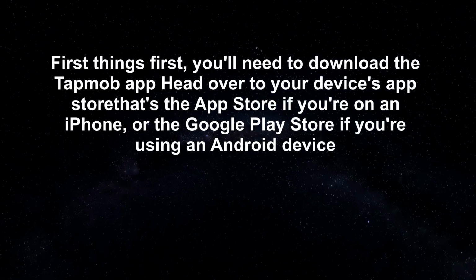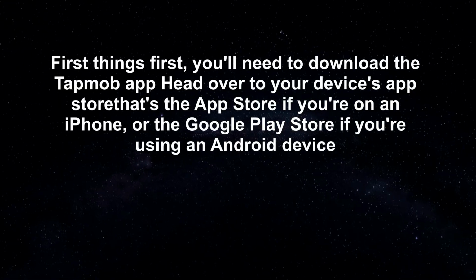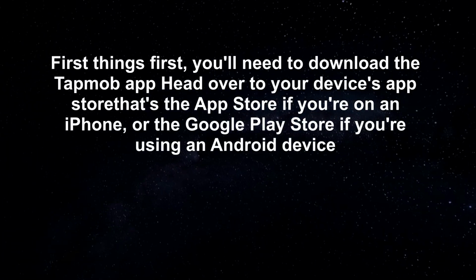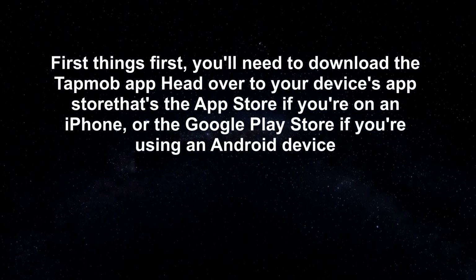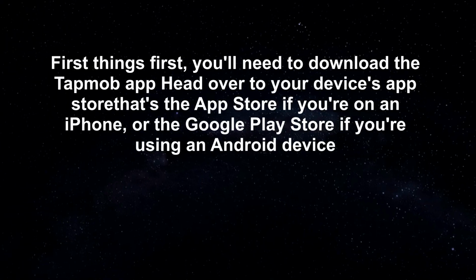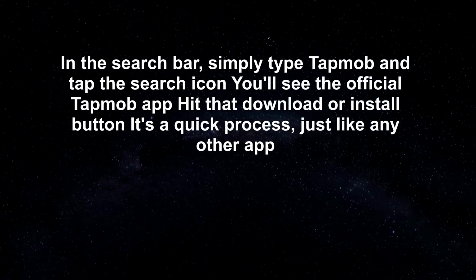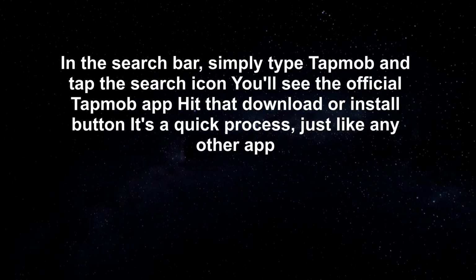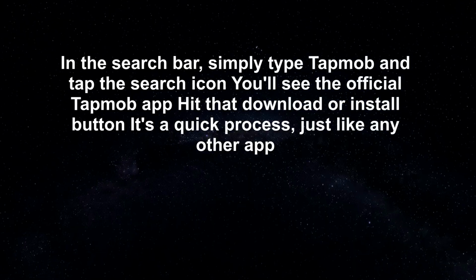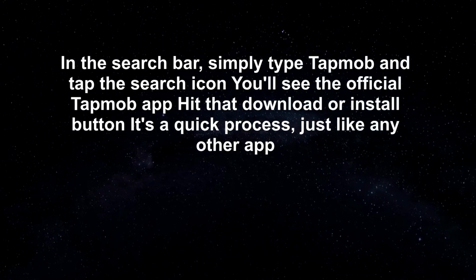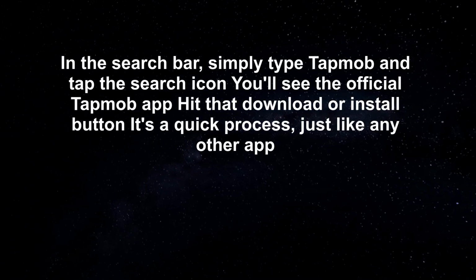First things first, you'll need to download the Tapmob app. Head over to your device's App Store. That's the App Store if you're on an iPhone, or the Google Play Store if you're using an Android device. In the search bar, simply type Tapmob and tap the search icon. You'll see the official Tapmob app. Hit that download or install button. It's a quick process, just like any other app.